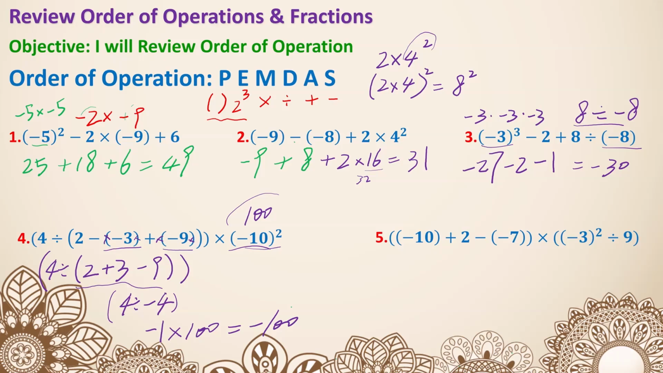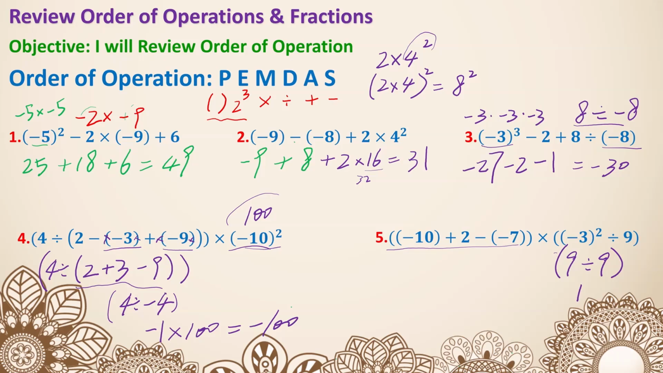That is number 4. Number 5. Same thing. We have the first set of parentheses and then the second set of parentheses. We have to deal with them separately. Let's deal with the one on the back first. -3 being squared is just +9 divided by 9. They're still inside parentheses, but that is just going to end up being a 1.